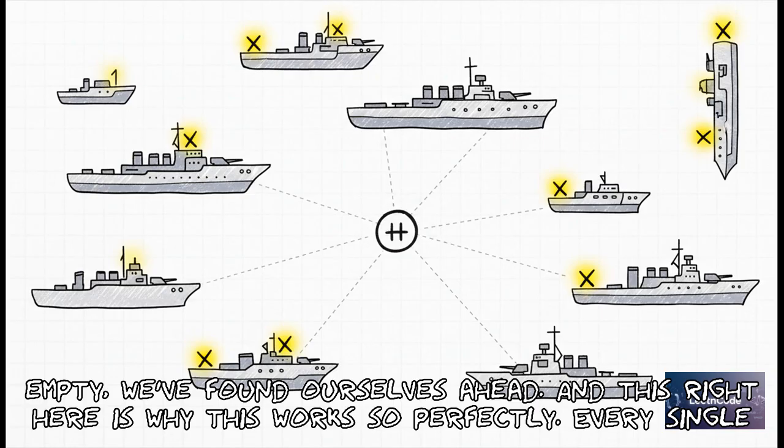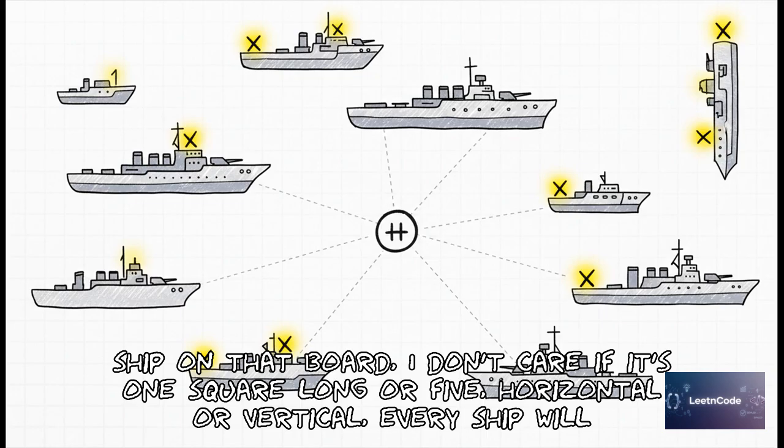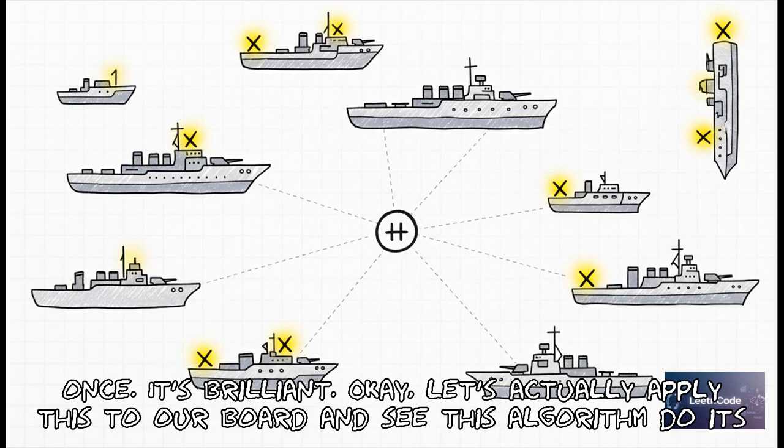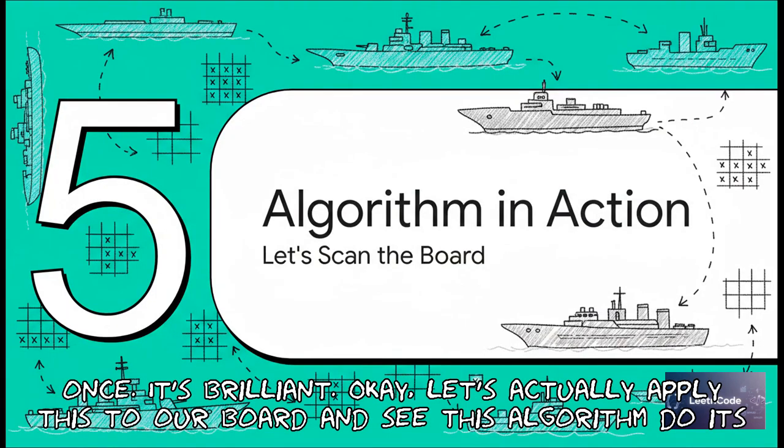And this right here is why this works so perfectly. Every single ship on that board, I don't care if it's 1 square long or 5, horizontal or vertical, every ship will have exactly 1 top left corner. So by only counting those, we're guaranteed to count each ship exactly once. It's brilliant. Okay, let's actually apply this to our board and see this algorithm do its thing.